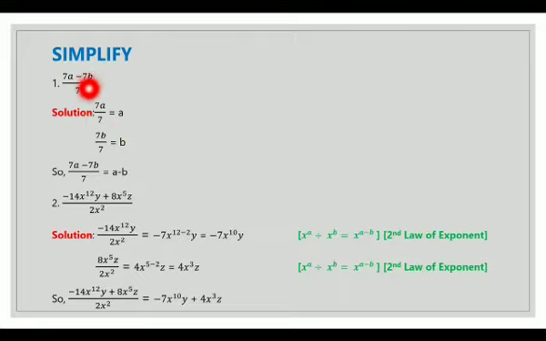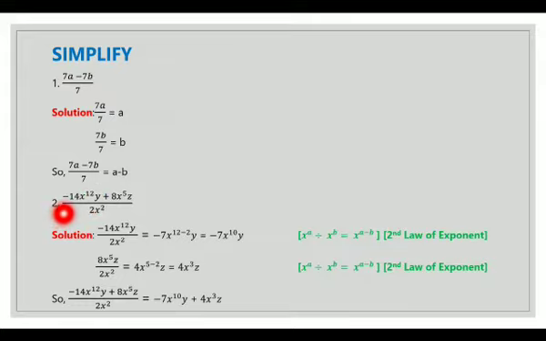The second split, that is 7b upon 7. So 7b upon 7, 7 gets cancelled. We are remained with b. So answer comes to be b. So this question, 7a minus 7b upon 7, the answer comes to be the first part a, middle sign is minus, so minus. The second answer, that is b. So a minus b is the required answer.